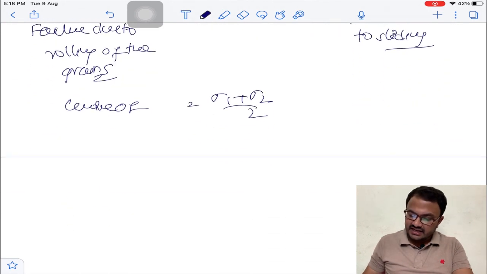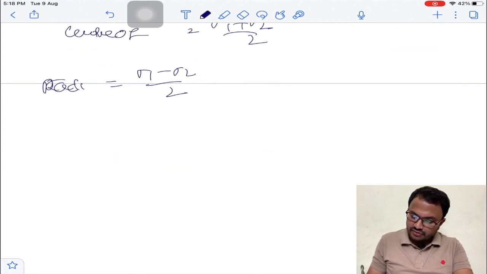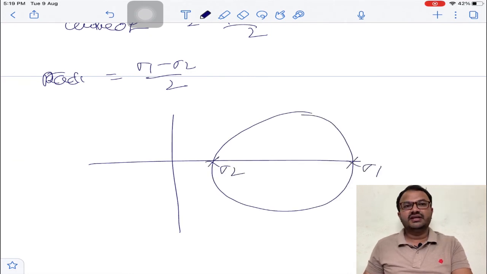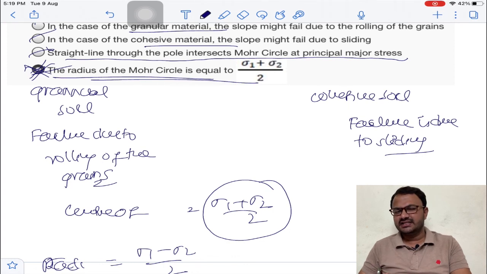But actually the radius of the Mohr circle R is equal to (sigma 1 minus sigma 2) by 2. For example, if I draw a Mohr circle, this is sigma 1 and this is sigma 2. Half of the difference between sigma 1 and sigma 2 will give you the radius of the Mohr circle, but he has given half of the summation of principal stresses as the radius. That is actually not the radius, it is the center of the Mohr circle.